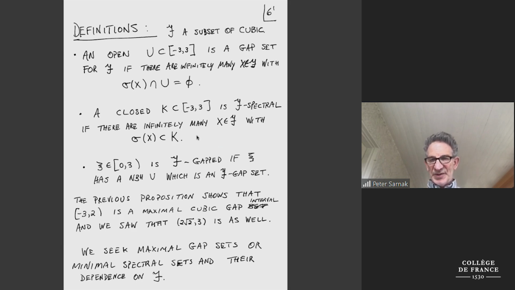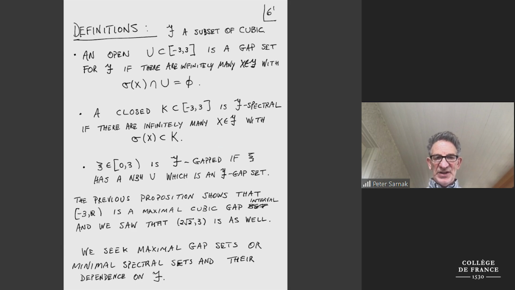And a very important practical problem, one of the key problems we're able to solve is, given a point in 0,3, can I find a neighborhood of that point which is a gap set? So can I gap every point in 0,3, or maybe, if I restrict to F, at what point do I lose the ability to gap? So I hope these definitions are completely natural at this point.